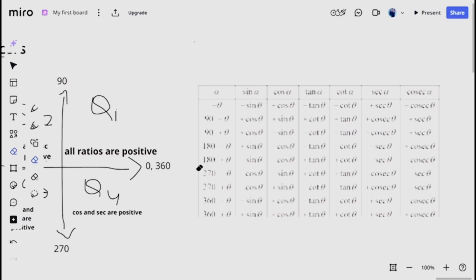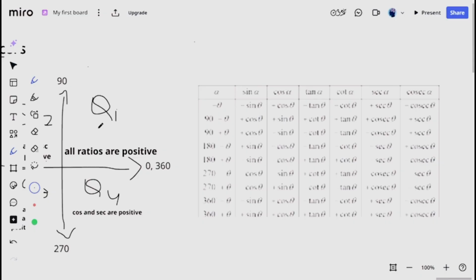So 90 minus theta. Okay, this is 90 degrees, right? As I just showed you before, this is 90 degrees. So 90 minus theta would come off like this in quadrant 1. And in quadrant 1, all ratios are positive. So you might write that sine of 90 minus theta is sine theta.